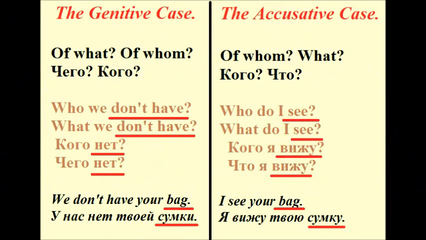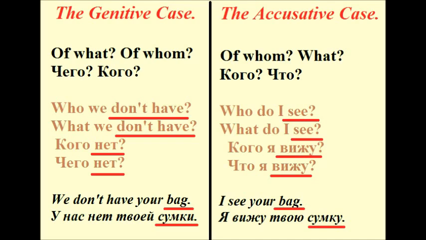The genitive case. Of what? Чего? Of whom? Кого? Who we don't have? Кого нет? What we don't have? Чего нет? We don't have your bag. У нас нет твоей сумки.